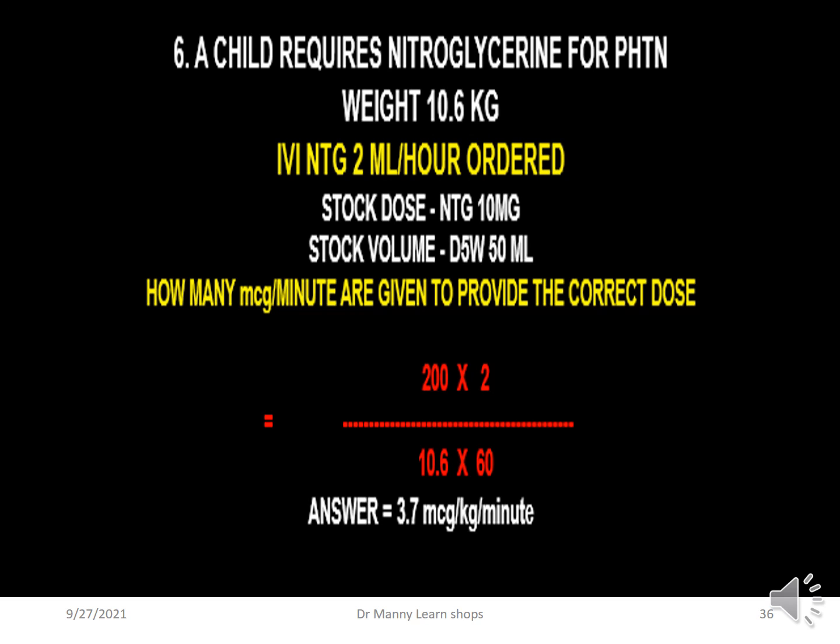The correct answer is 200 multiplied by 2 divided by 10.6 by 60. So the answer is 3.7 micrograms per kilogram per minute.